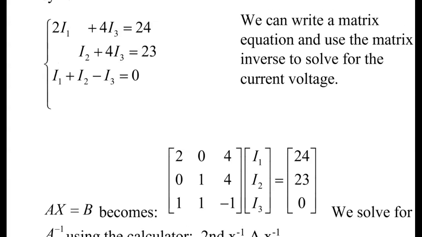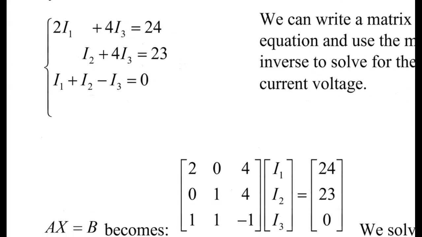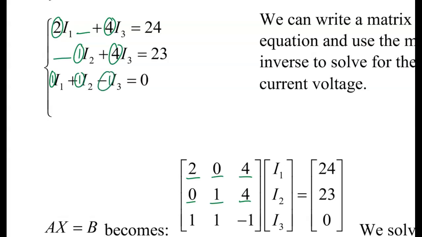So my I1s are going to be my first column. My I2s are going to be my second column, and my I3s are going to be the third column. They all have to line up. They have to be in the same order. So the coefficient on the I1 is 2. So that's where that 2 came from. The coefficient on I2, oh, there is no I2, so I write down a 0 for that coefficient. And the coefficient on I3 is 4. And I just continue in the same fashion. I have 0 for I1, a 1 for I2, and a 4 for I3, then 1, 1, negative 1.